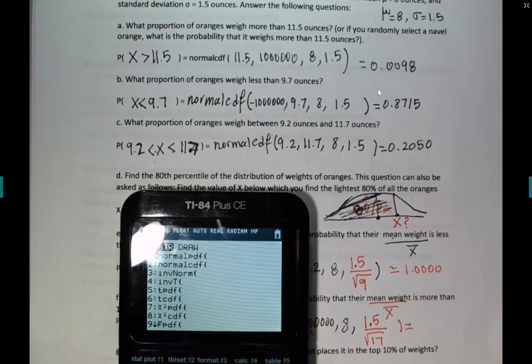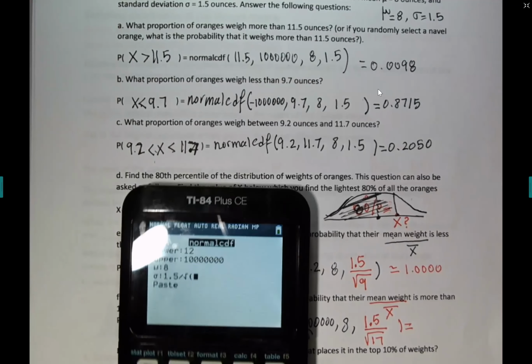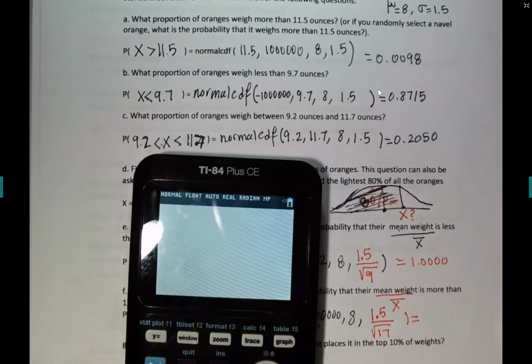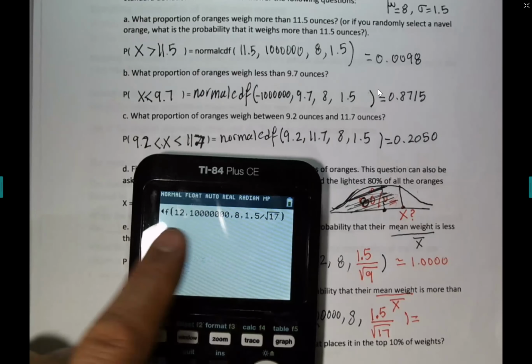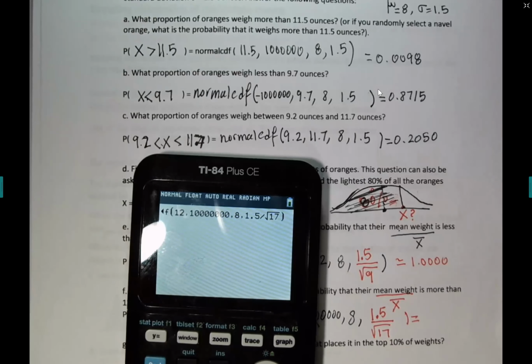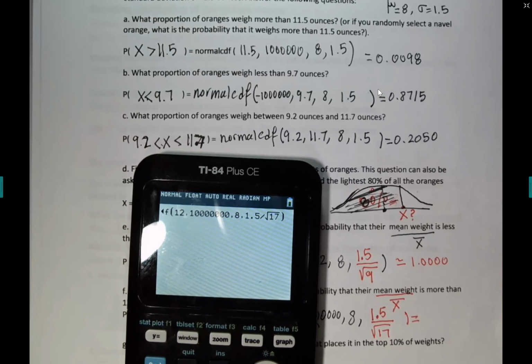Second, distribute. Normal CDF. So you get a million, 8, 1.5 divided by square root of 17. And watch me put the square root of 17 here, close parentheses, paste. That's what I have on my screen. And that's what I require, guys, that you show when you do your assignment. I want to see this. That's why I put an example showing you how to do the form. Just show me the 4 arguments that you put in the formula.